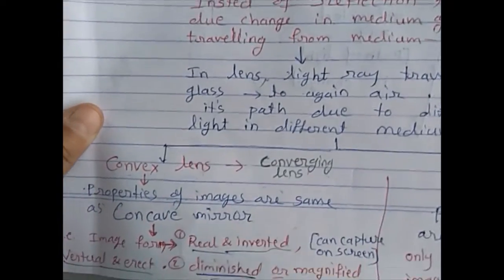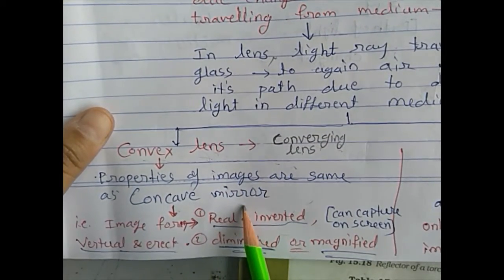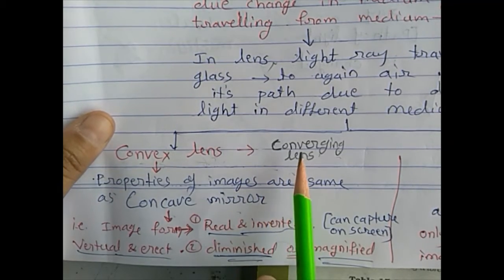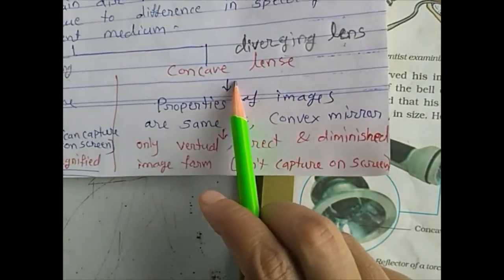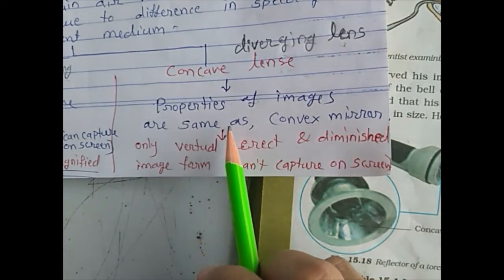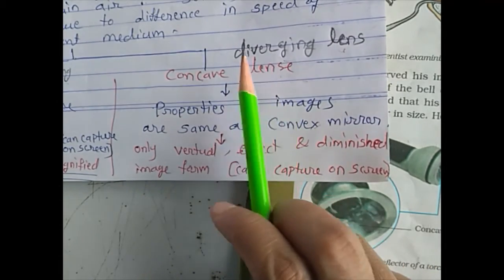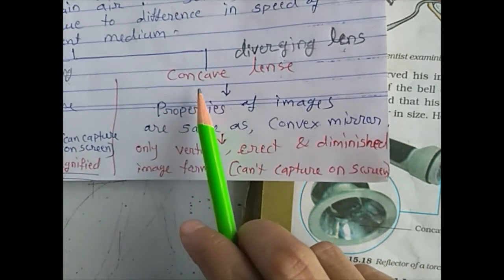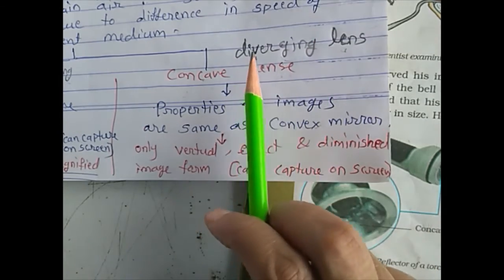तो सेम इट विल हैपन इन केस ऑफ convex lens, as like concave mirror the light rays converge, that's why it is known as converging lens. And in case of concave lens, as like the convex mirror, the light rays get diverged, that's why this type of lens, concave lens, is known as diverging lens.